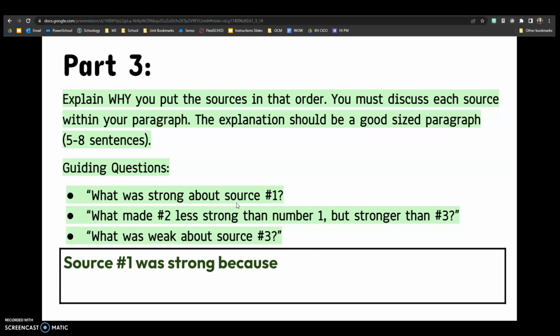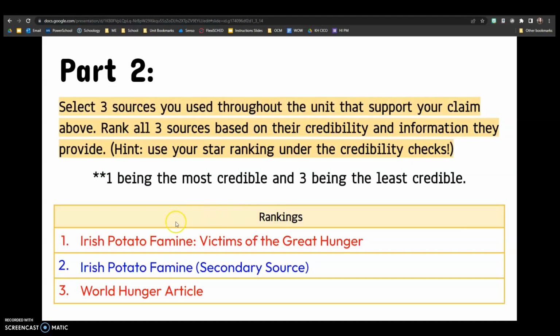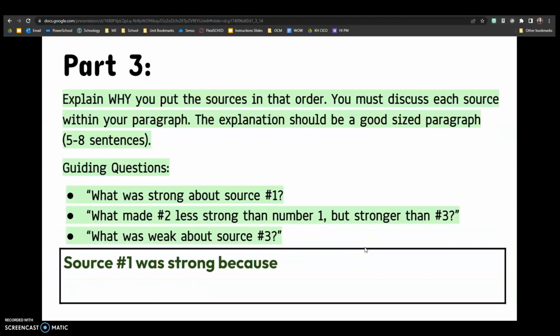And in this description, you need to make sure that you're giving specific details about the source. So for example, maybe with the Irish potato famine, the victims of the Great Hunger, that was the primary source. Maybe the person who wrote that was very reliable. And I would explain who that person is and why I feel they are a reliable person to have written that source. Okay? You might have 2 or 3 sentences for each source.